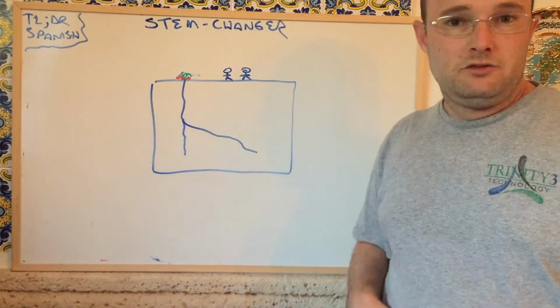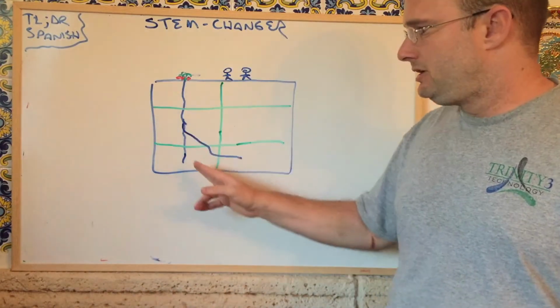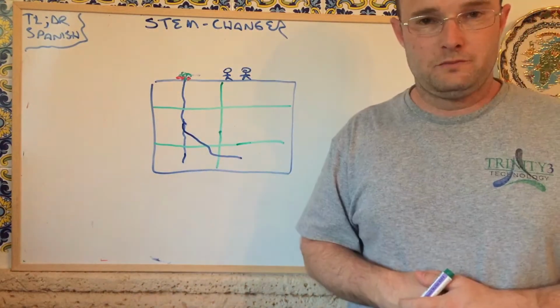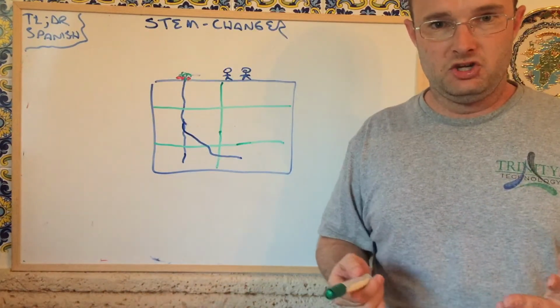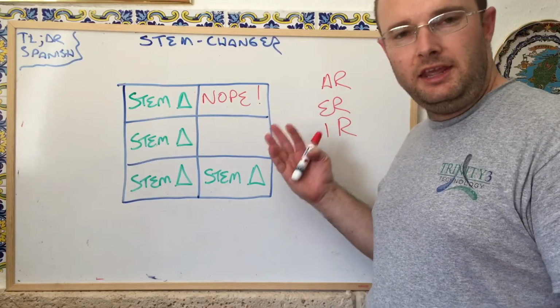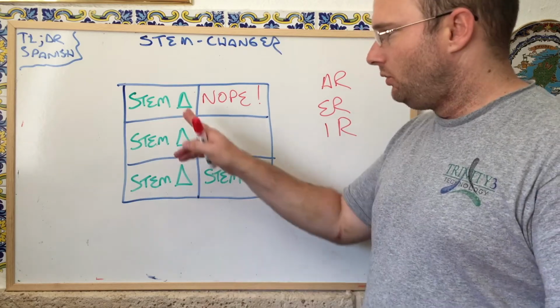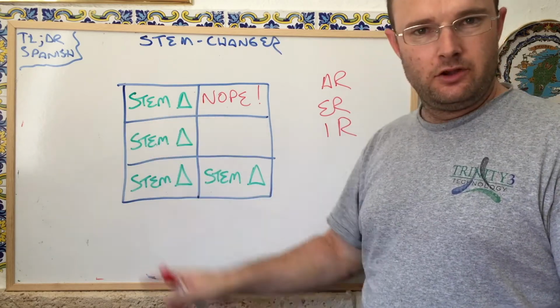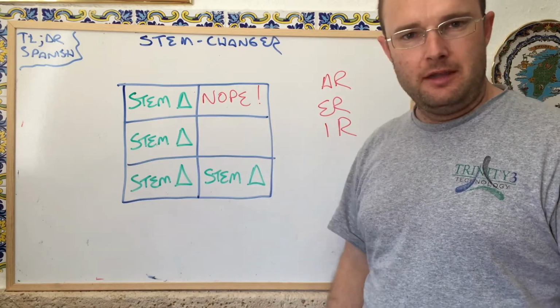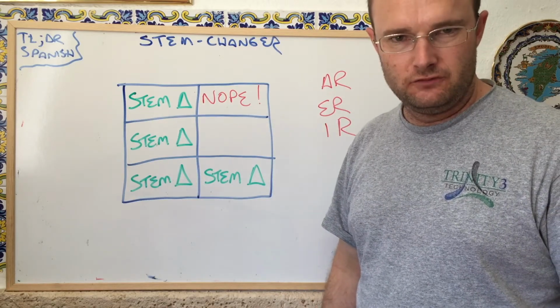Here's a beautiful tomato bush. This idea is just a dumb way to remind you of which boxes in our verb chart are going to be changing. Regardless of the ending of the verb, AR, ER, or IR, the stem change is only going to happen when you see the green here. It's not going to happen in that nosotros, nosotras form.